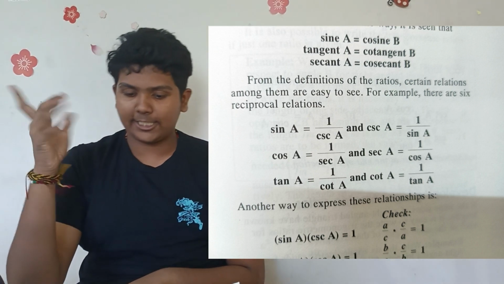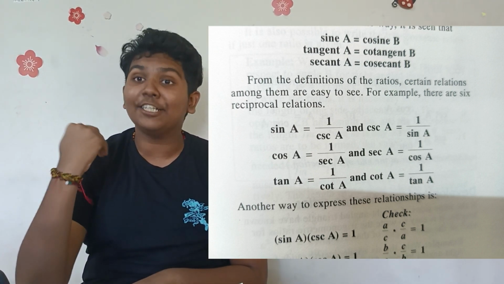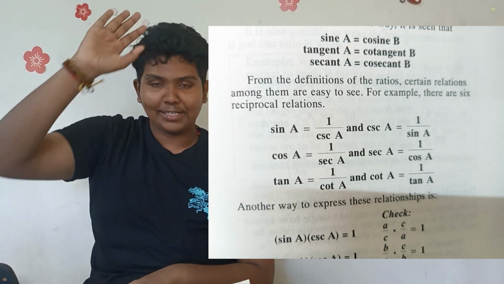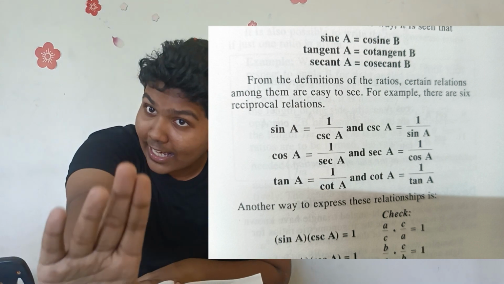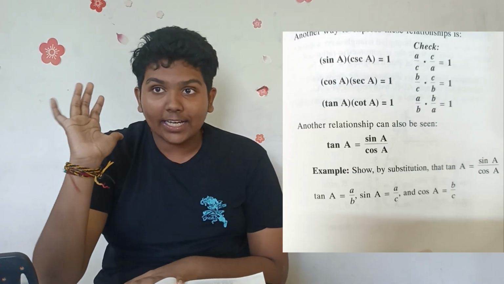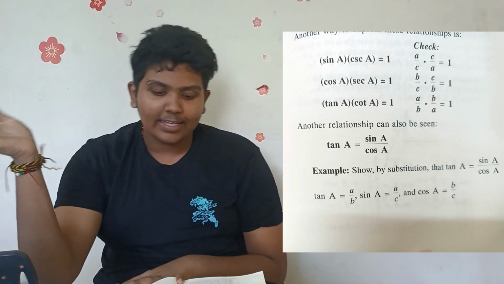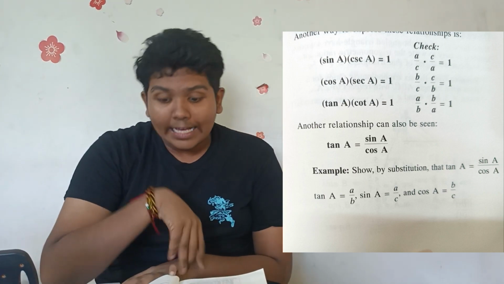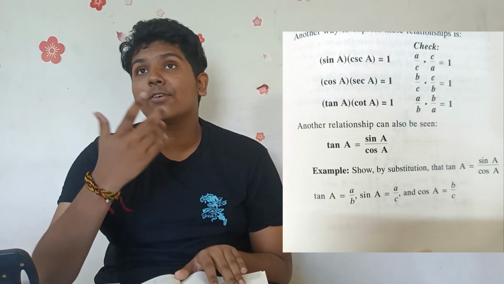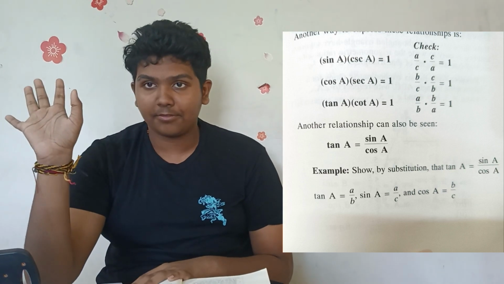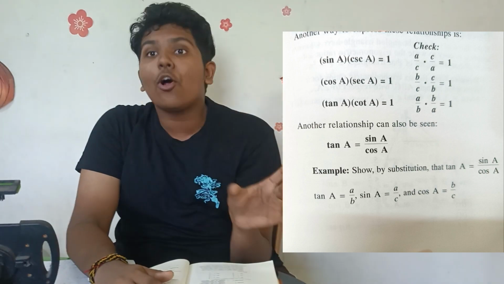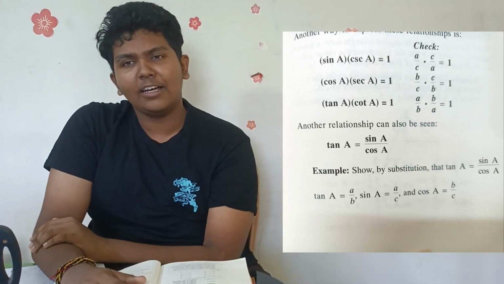Now another way to express relationships of these ratios. Sin A into cosec A, again, is going to what? Cosec A is equal to 1, and cos A into sec A is equal to 1, and tan A into cot A is equal to 1. So how are they equal? How is this product equal to 1? How do you solve it?